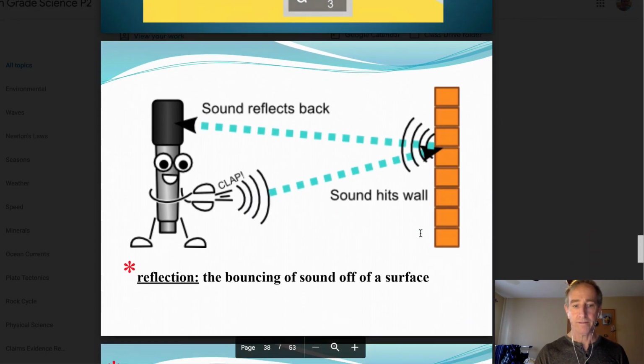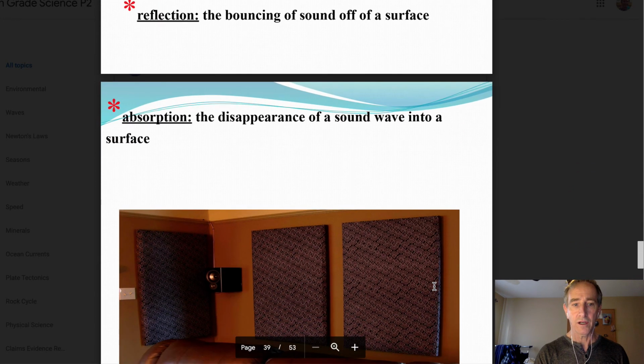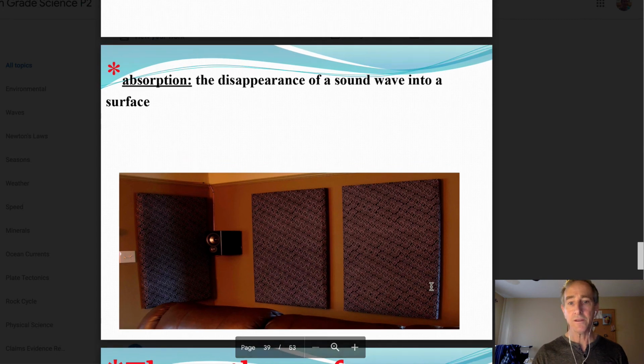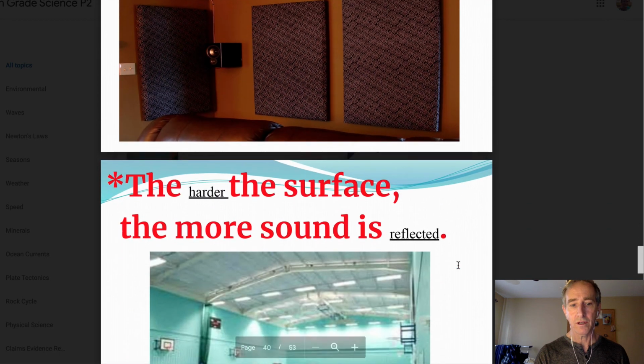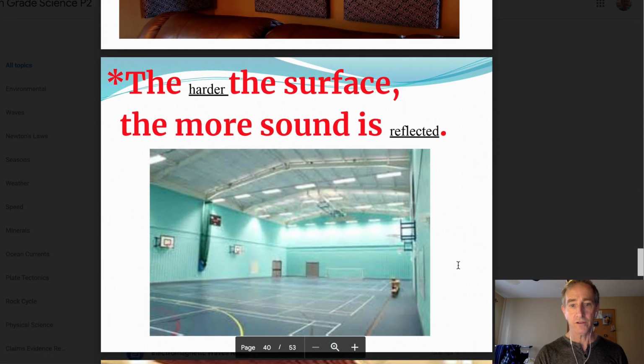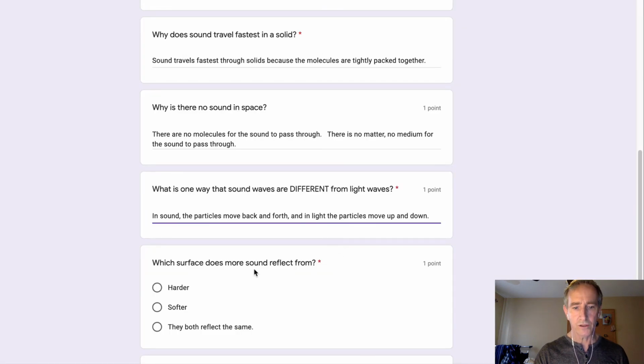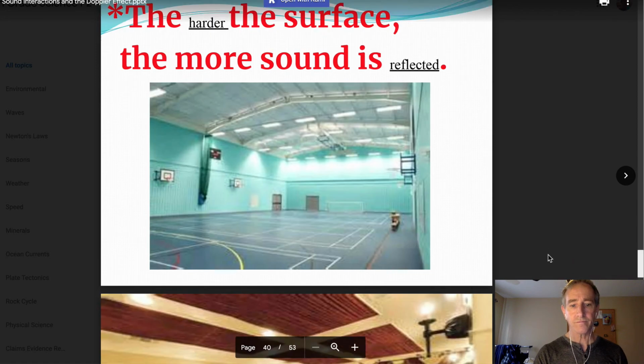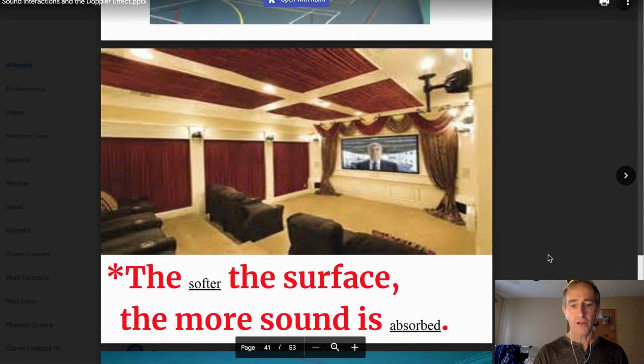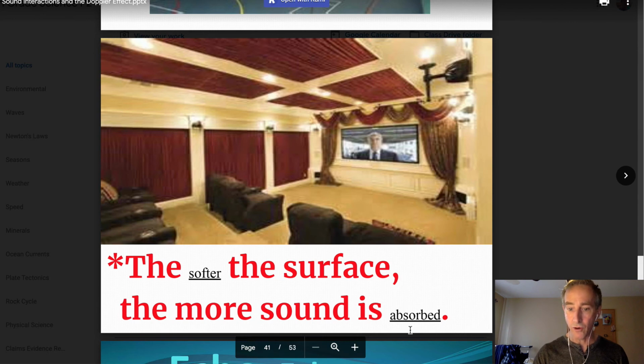Sound reflects back. Reflection is the bouncing of sound off of a surface. Absorption is the disappearance of a sound wave into a surface. The harder the surface, the more sound is reflected. That sounds like our question. Which surface does more sound reflect from? It looks like it reflects from a harder surface. The softer the surface, the more sound is absorbed.